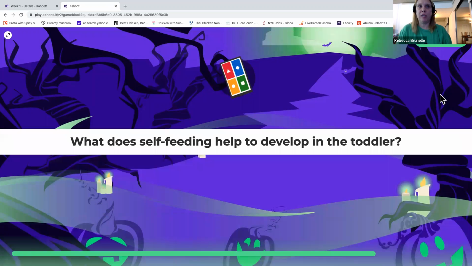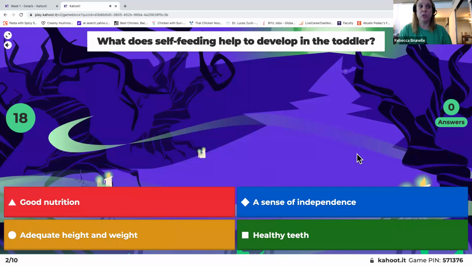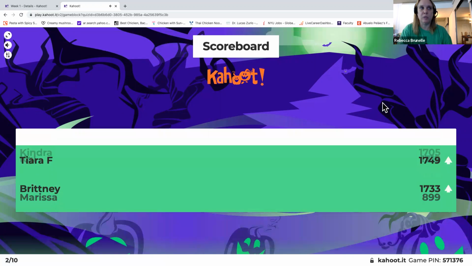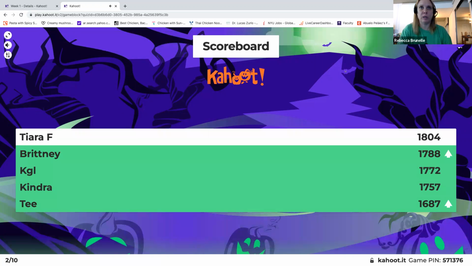What does self-feeding help develop in the toddler? Good nutrition, adequate height and weight, a sense of independence, or healthy teeth? Yeah, a sense of independence, getting back to that Erikson stage of autonomy versus shame and doubt. You want to help them develop that sense of autonomy, and letting them do things like feed themselves is part of how you do that.